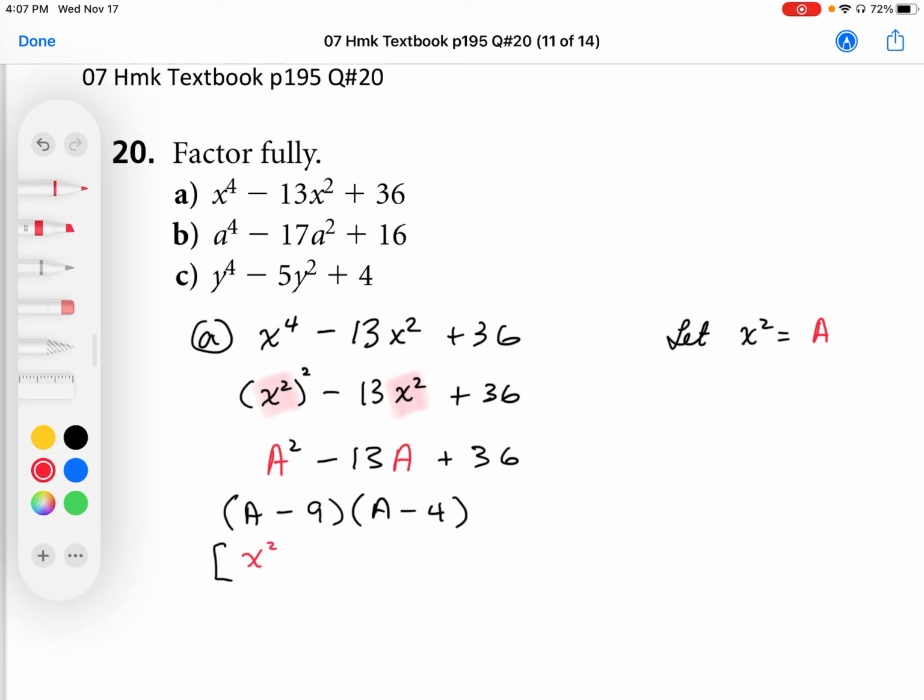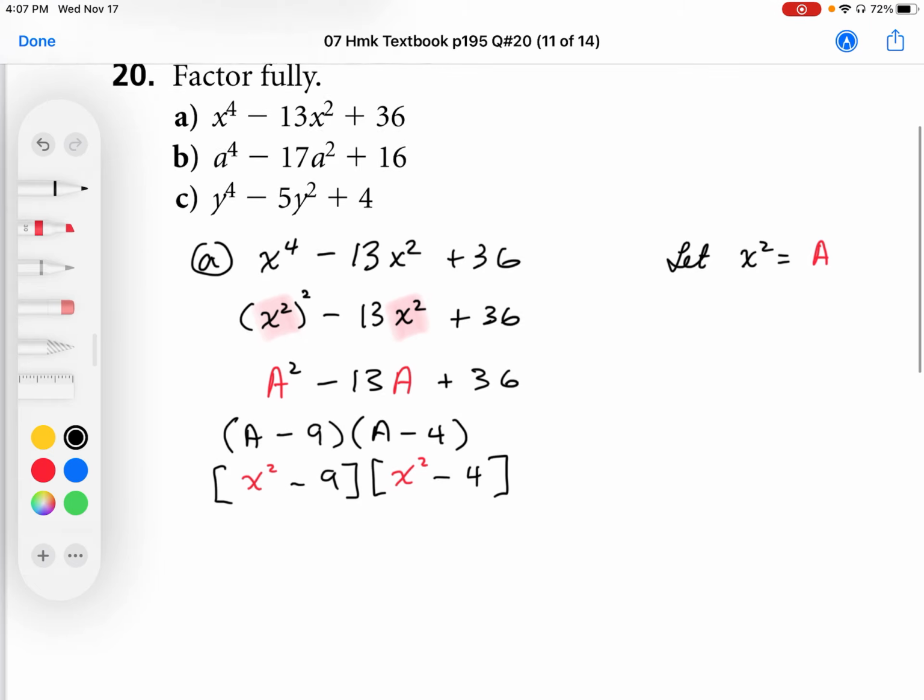back into the a, so that a becomes x squared minus 9. And the a in the second bracket, I'm going to replace that one with x squared as well. And that's minus 4. So this is really what it looks like. We factored it as a quadratic, and we end up with this.